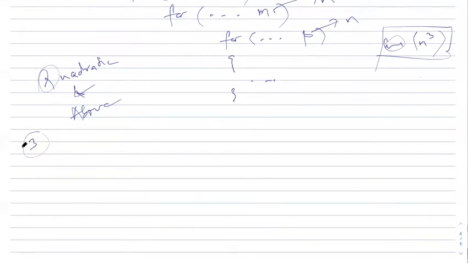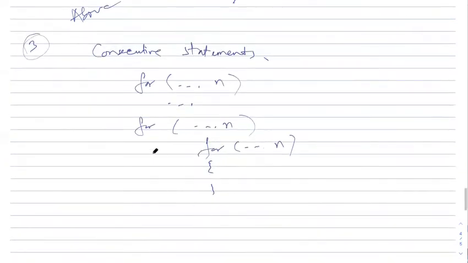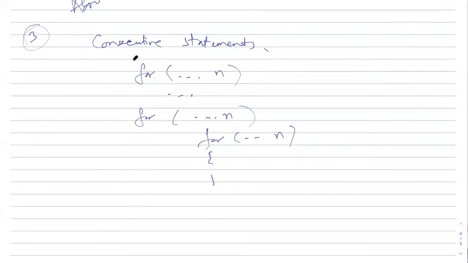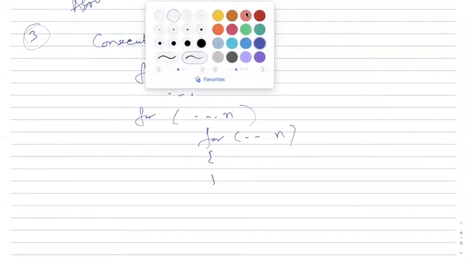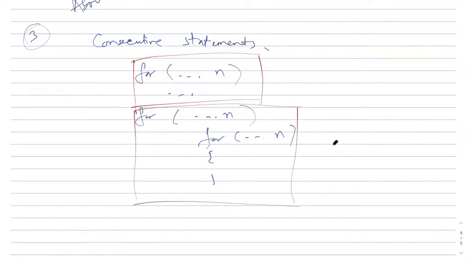Okay. Rule number 3 would be consecutive statements. So if you have a for loop running n times, right? And then another for loop running n times, another for loop running n times inside. So what would be the way to calculate the running time here? You would be dividing into blocks, right? So it's going to be the sum of this plus this, right?